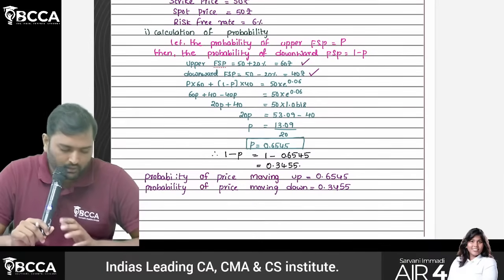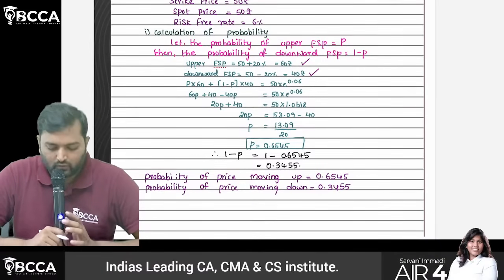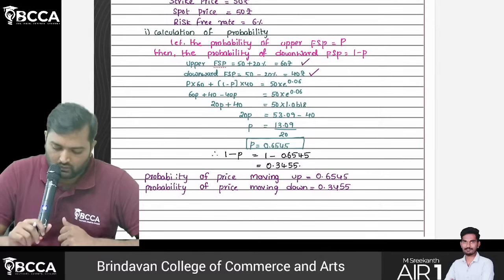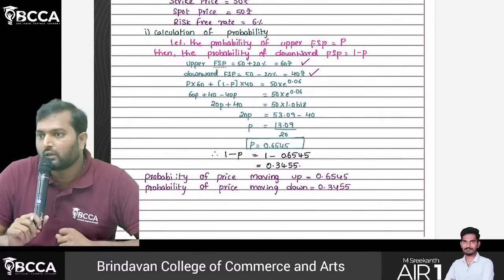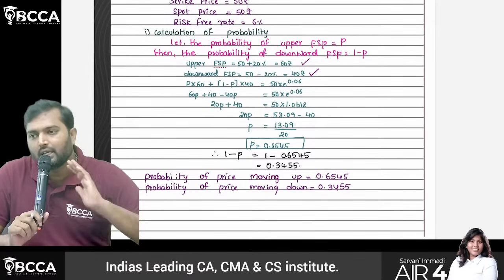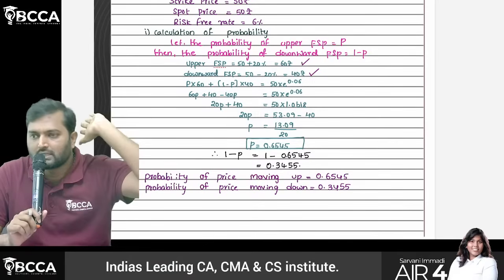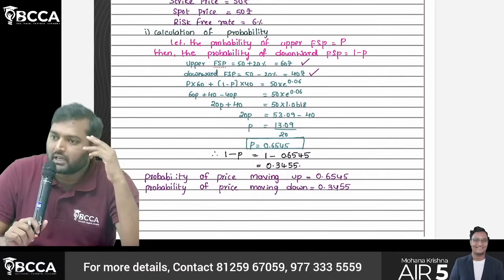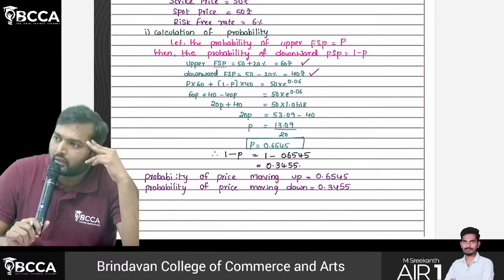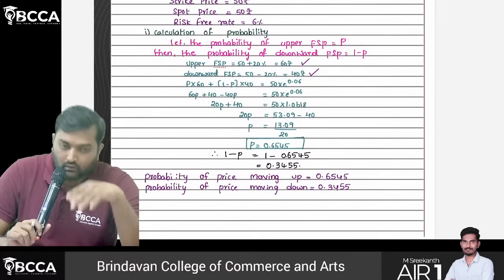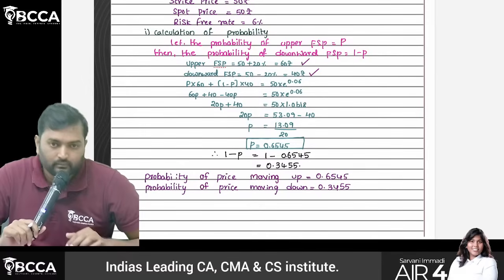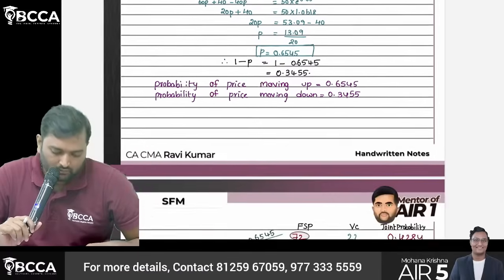So what is the probability? 0.6545. So the probability of an upward move is 0.6545. The downward move is 0.3455. Same as the risk-neutralization model. So the probability of price moving up is 0.6545, price moving down 0.3455. Clear? Is it clear now?